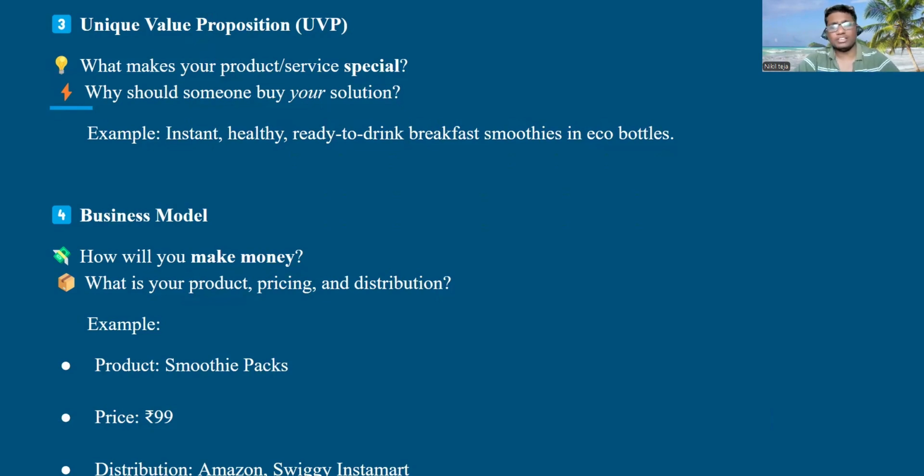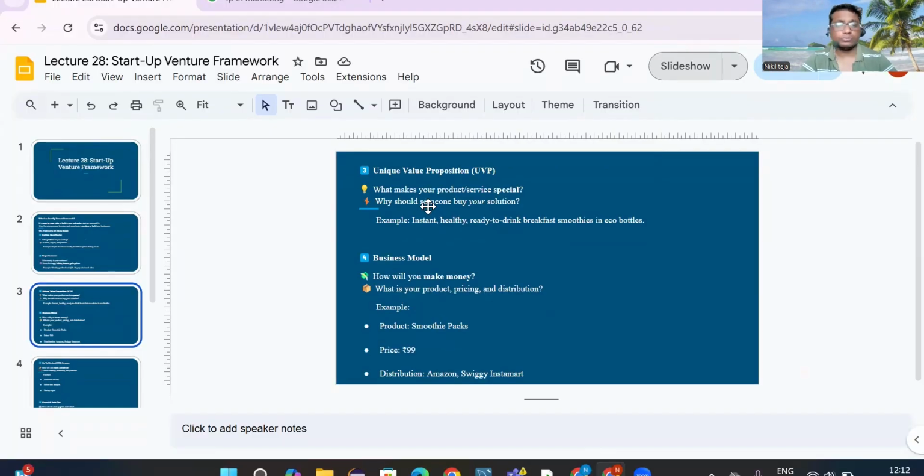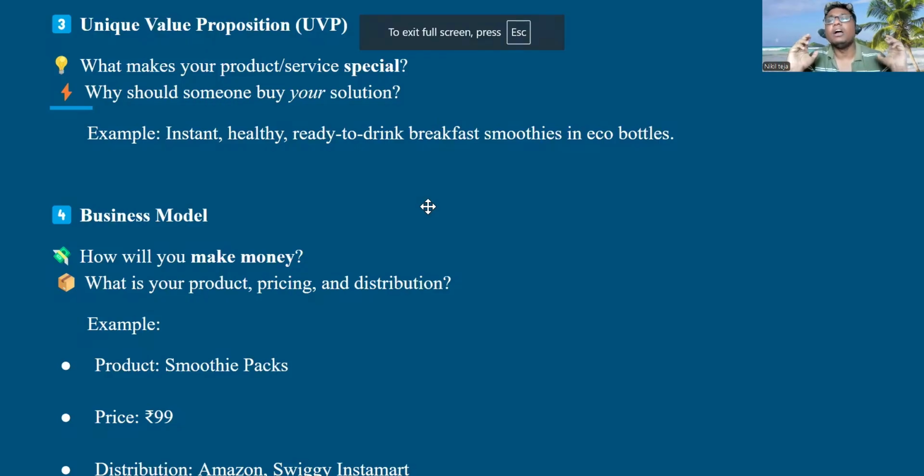Next, business model. Business model is nothing but simple: how you will be making money, right? What is the business model of your company, how you will be generating revenue, how you will be generating profits and all those things. It is based on financial things, guys. So basically business model is how you are making money, generating revenue and making profits, right? Example, the product is a smoothie pack, the price is 99 rupees. So this is how we will be generating the revenue.